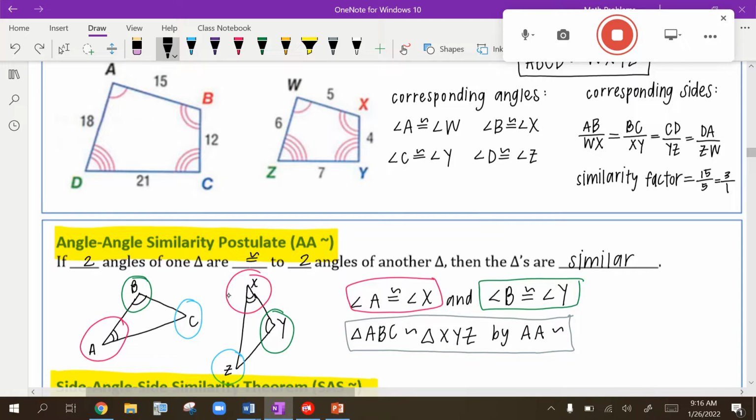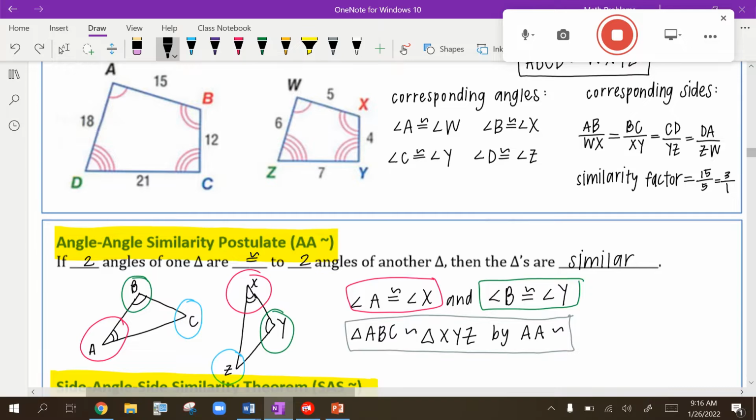Notice angle A and angle X are congruent. That means they're corresponding. Angle B and angle Y are congruent. That leaves us with C and Z must also be corresponding and congruent. So what we know by the angle-angle similarity postulate is that triangle ABC would have to be similar to triangle XYZ because of angle-angle similarity. Every time, you have to have two pairs of congruent angles to use angle-angle similarity.